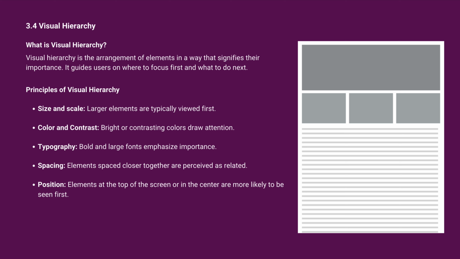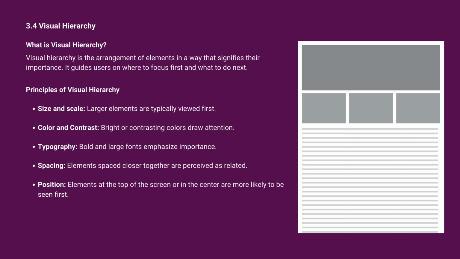Then we have color and contrast. Bright or contrasting color draws attention. We also have typography. Bold and large font emphasize importance. Spacing. Elements spaced closer together are perceived as related. An example is these elements we are having, the set of images here. They are well aligned together, so we believe these images are related. The last one here is position. Elements at the top of the screen or in the center are most likely to be seen first.